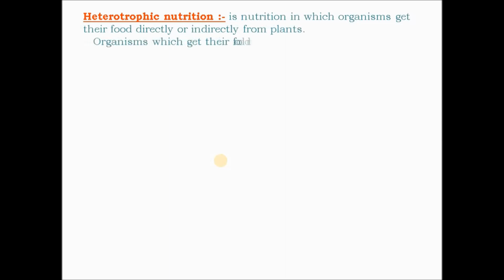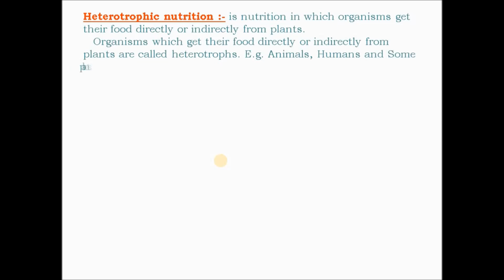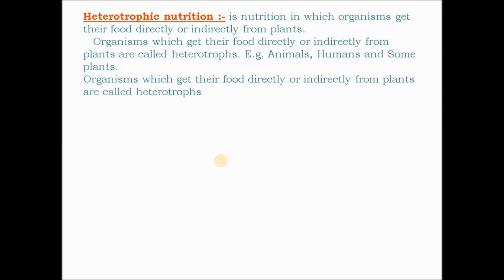Now let us see the meaning of the term heterotrophic nutrition. Again, heterotrophic is a combination of two words, hetero, which means different or other, and troph means organism. Thus, those organisms which obtain their food or depend on other organisms for nutrition are called heterotrophs, such as non-green plants, that is fungi, and animals including human beings. Organisms which get their food directly or indirectly from plants are termed heterotrophs.